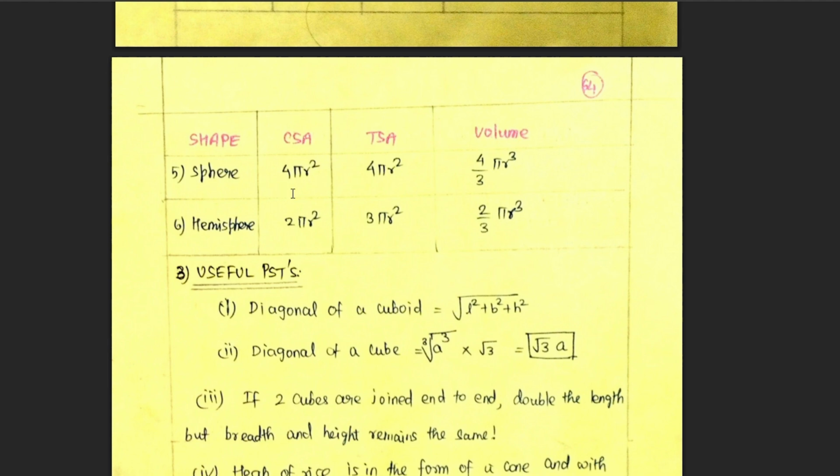For hemisphere, the CSA is half of the sphere's, 2 pi r square. You add it with the base area of the hemisphere, which is a circle, pi r square: 2 pi r square plus pi r square gives you 3 pi r square. Volume is 2 by 3 pi r cube, which is half of the sphere's. So some useful results I have given.